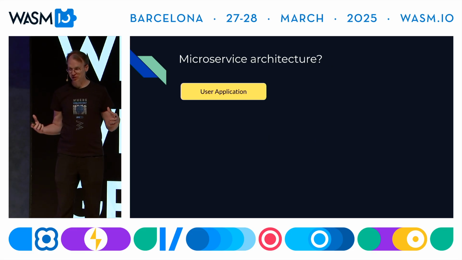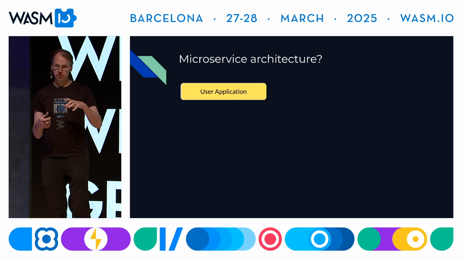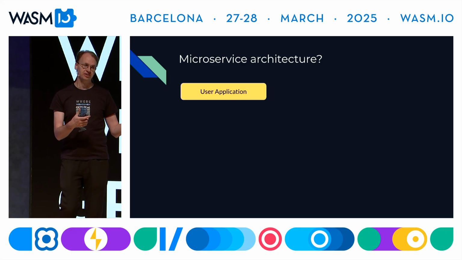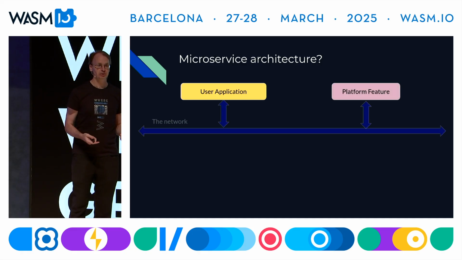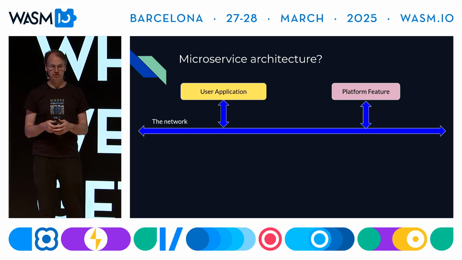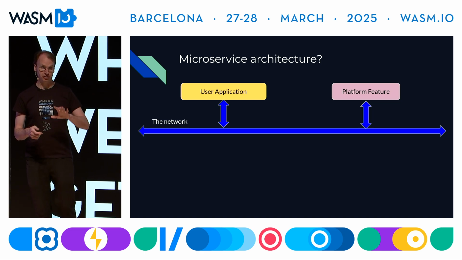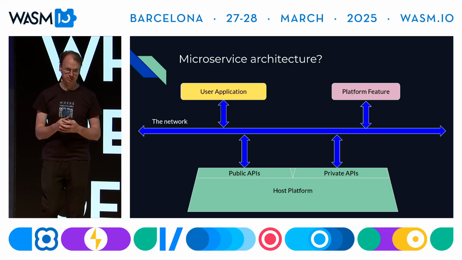One family of approaches for doing this kind of thing is to use a microservice architecture. In this configuration, you put the user application in its own service, and you have the platform feature as a separate service, and they talk to each other via a network. This also means that both these features can run inside the WebAssembly sandbox, and they can talk to each other and stay isolated from each other. And they can talk to the host platform via the network as well.